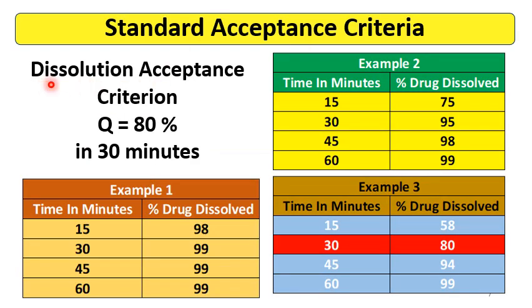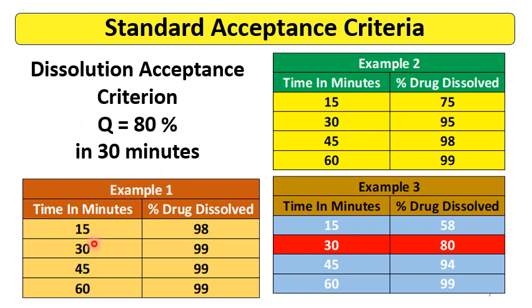Then coming to the acceptance criteria, Q is equal to 80% in 30 minutes. So the quantity of label claim, or percent label claim, that is 80%, should be dissolved within 30 minutes. And always remember this Q is always given at stage S2.